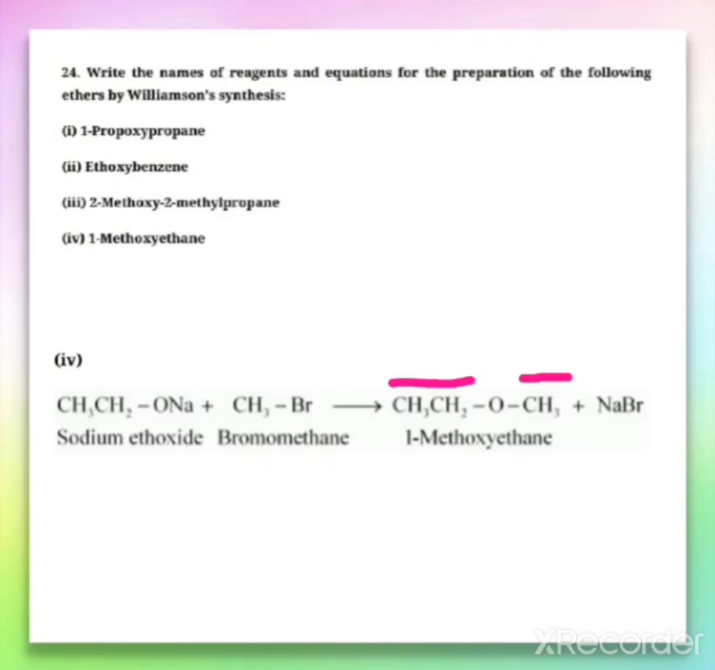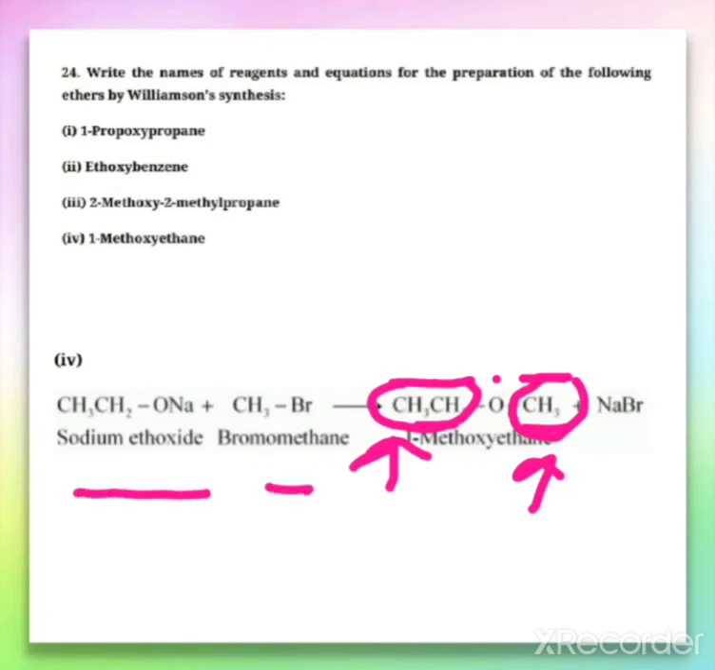How can you identify them? Point out the oxygen, check on either side. So which are the 2 alkyl groups? Ethyl and methyl are the 2 groups. Now one can form the sodium alkoxide, the other can form the halide. So what will be the correct one? That is this and this. So sodium ethoxide plus 1-bromomethane gives rise to this product.